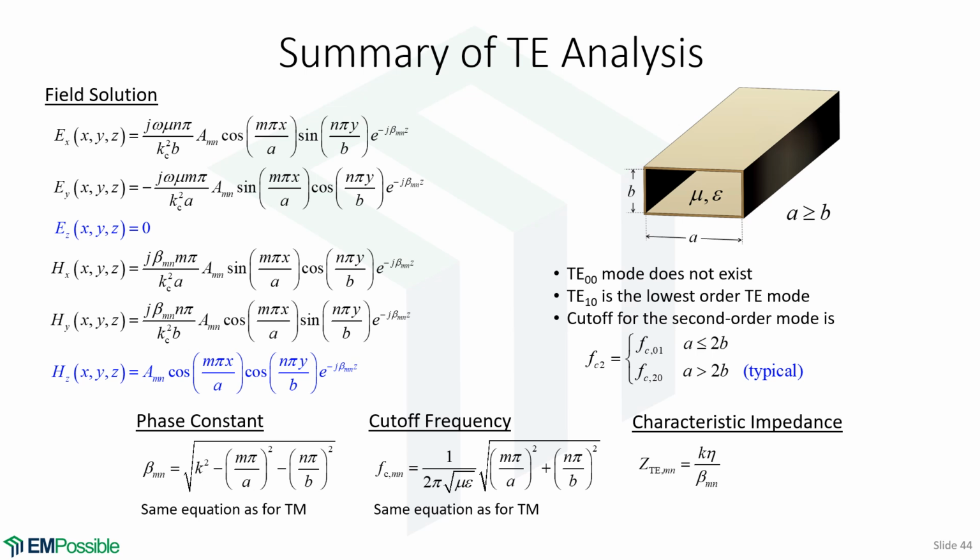We'll conclude that the TE00 mode does not exist. So for TE modes, when M and N are both 0, that's not counted. Now M and N can be 0, but not at the same time. We also found that the TE10 is the lowest order TE mode.